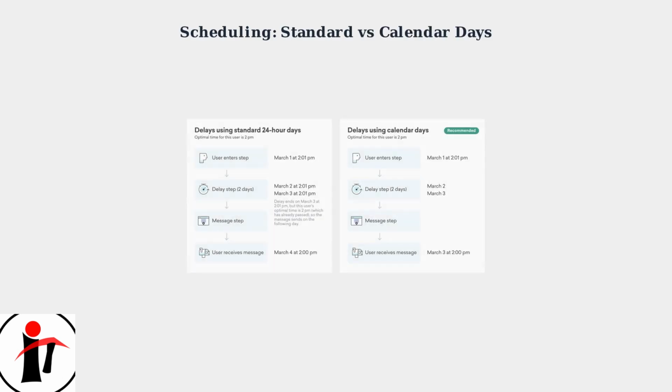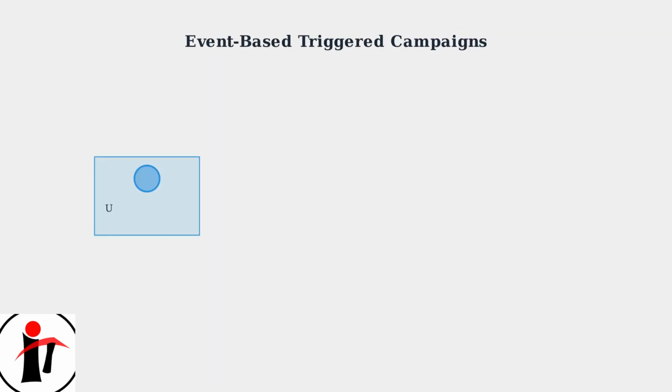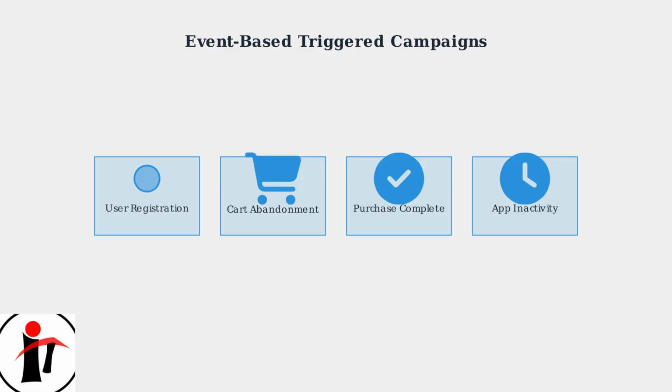Scheduling is particularly important for global campaigns. The difference between standard 24-hour delays and calendar days can significantly impact when your users receive messages. Triggered campaigns allow you to send automated emails based on specific user actions or events. These event-based sends typically achieve higher engagement rates because they're contextually relevant to user behavior.